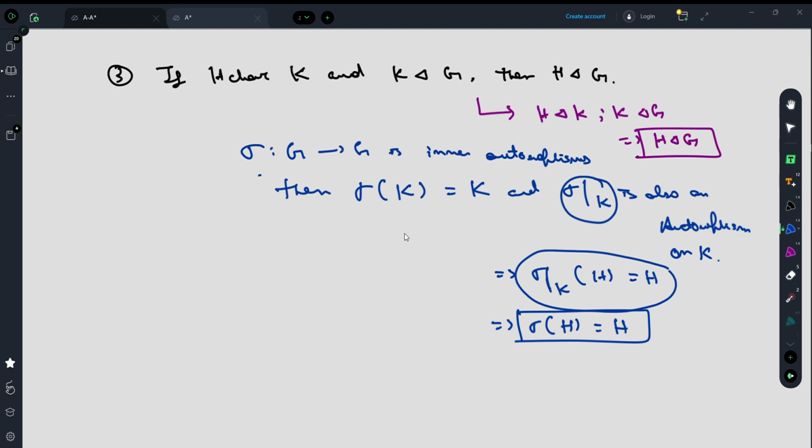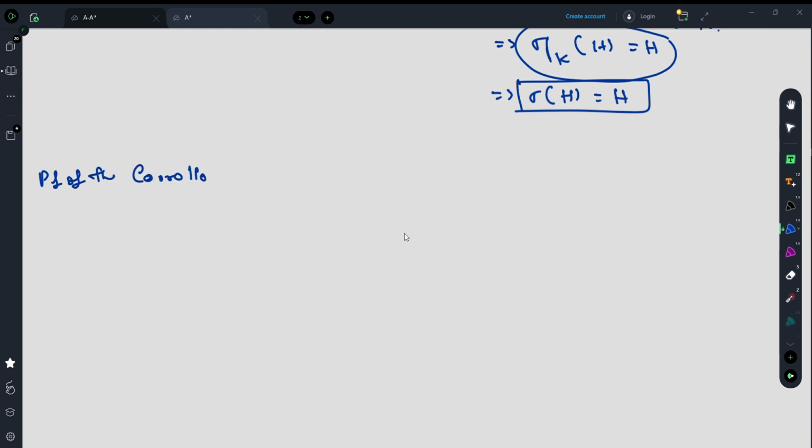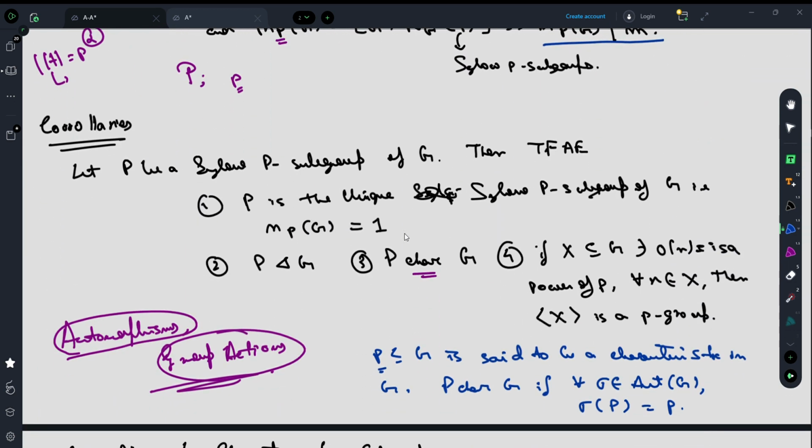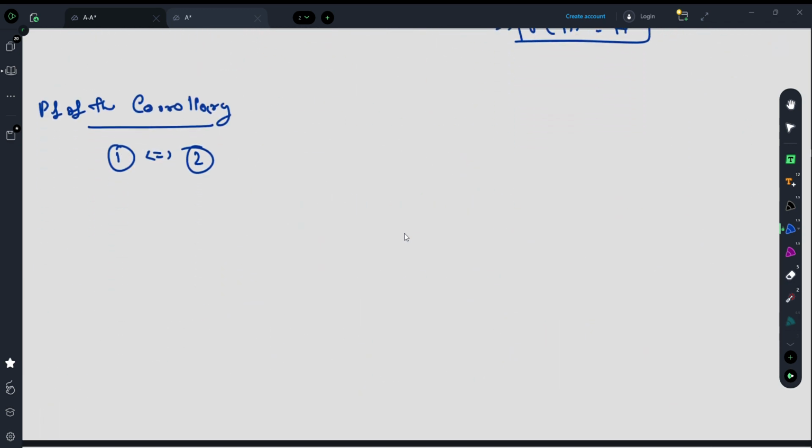So now let us come to the proof of the corollary. First we are going to prove that 1 implies 2, or 1 is equivalent to 2. What was statement 1? P is a unique Sylow P subgroup of G, and P is normal in G.